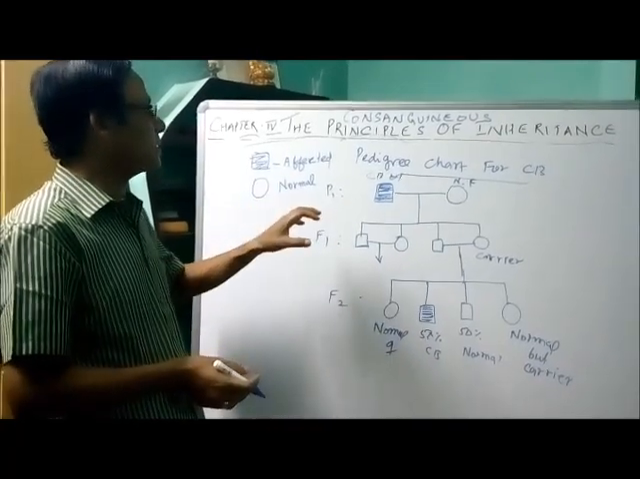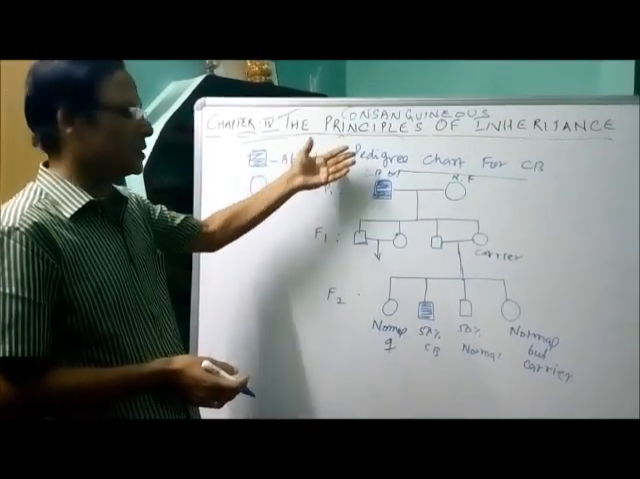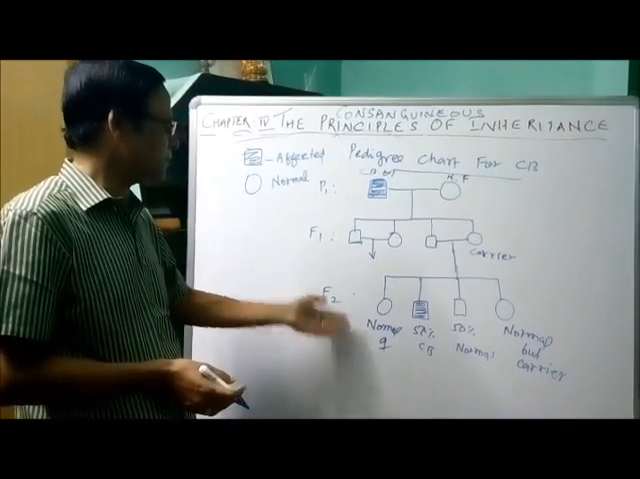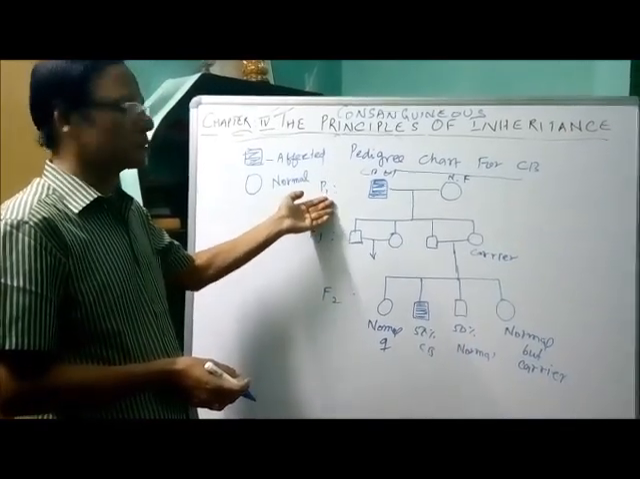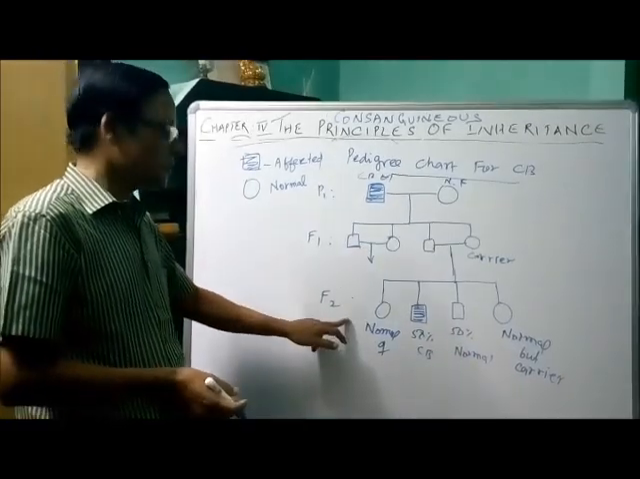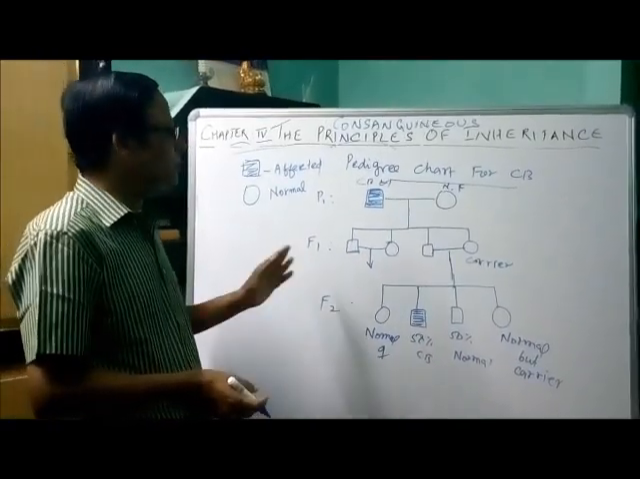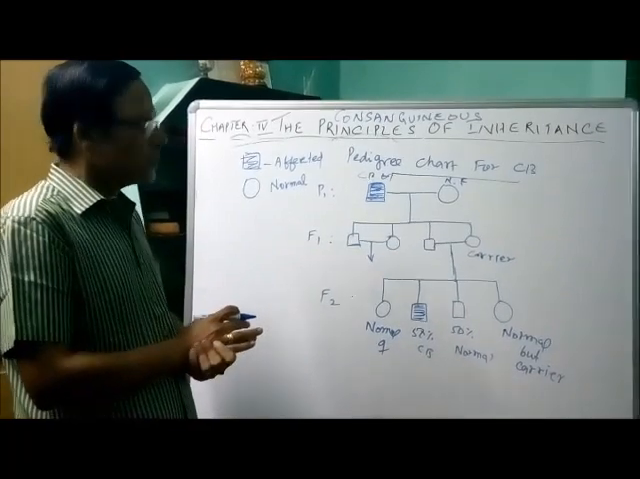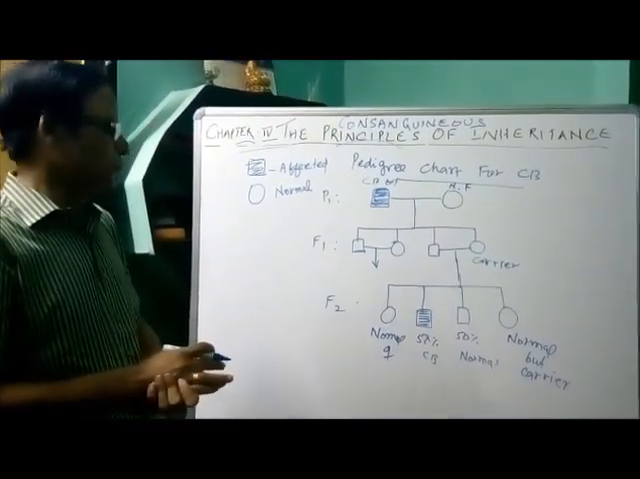This is the method adopted to show the past generations. Now this is the present generation, F1, and this is the past. So this is the grandfather, this is the father, and these are the children. We have to follow the same one in the question paper.